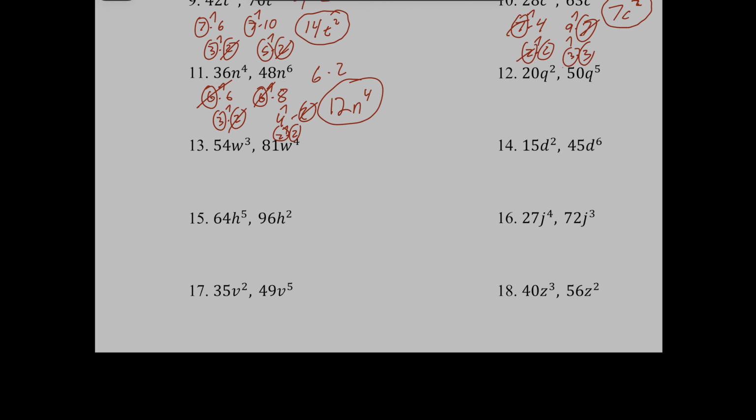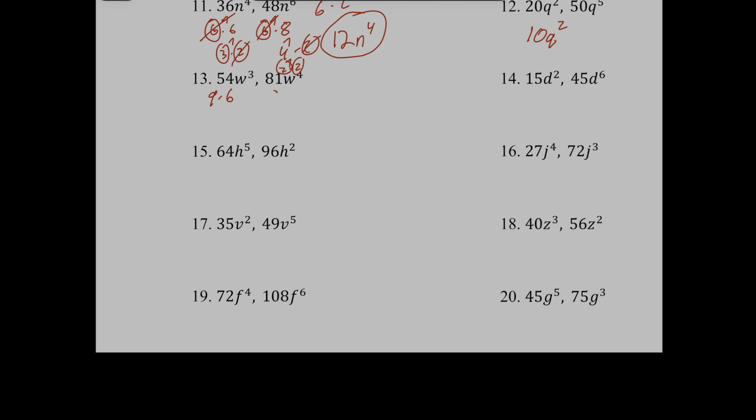Okay? Number 20. 20 won't go in the 50 evenly, but 10 will. That'll be my biggest. That one should be an easy one to see. Okay? This one, 54 and 81. Well, 9 is the first one I see. 9 times 6 and 9 times 9. But who knows? Maybe there's a bigger one. We should really look and check it out. I'm going to pull out a 9.